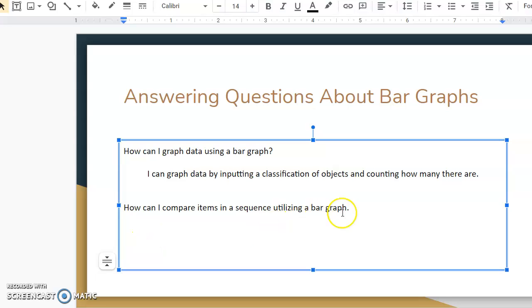For how can I compare items in a sequence utilizing a bar graph, we can answer that by: I compare items in a sequence by determining colors, style, and how many there are.